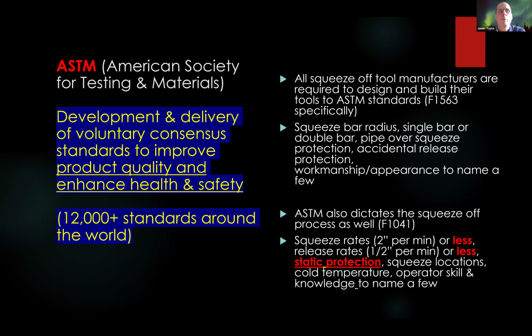So there are two standards that squeeze-off manufacturers have to follow. F1563 is about the design and how they're built: the squeeze bar radiuses, single bar, double bar, over-squeeze protection, accidental release, workmanship, just to name a few things. Then there's also the F1041, which relates to everybody in the field, how it's used, how they should use it as it applies to pipe.